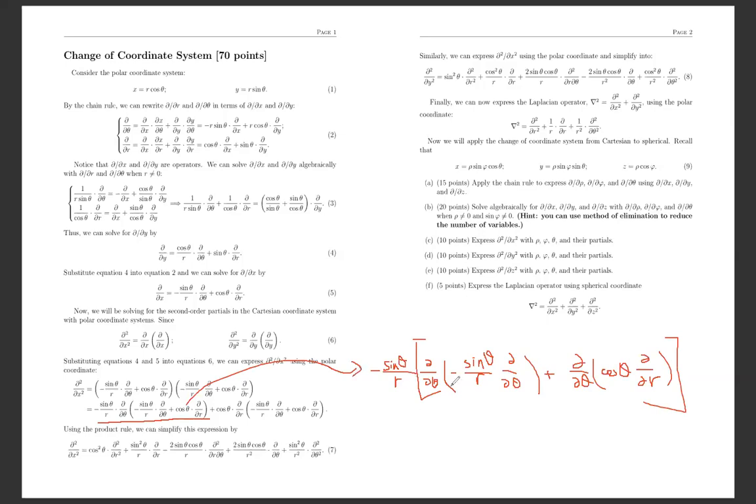Okay. Then you have to use the product rule here because this is a function of theta and r, and this is an operator, basically a placeholder for another function of theta and r. So this is a product of two functions. So when you apply the partial, you have to use the product rule.